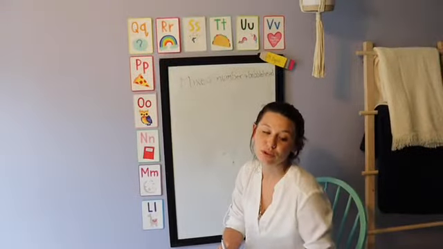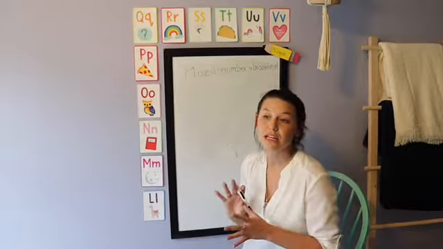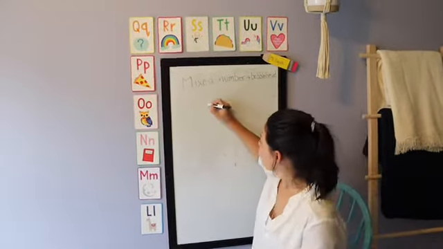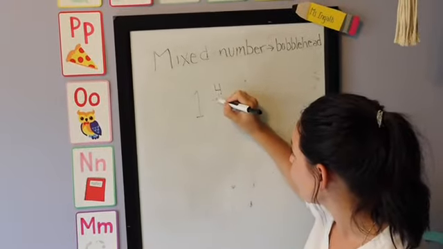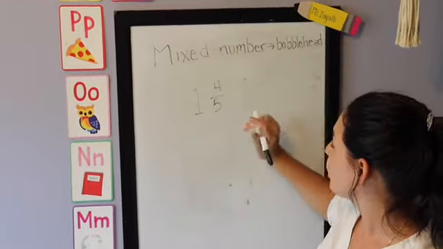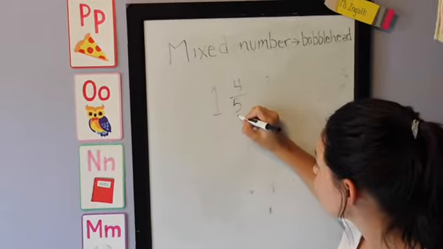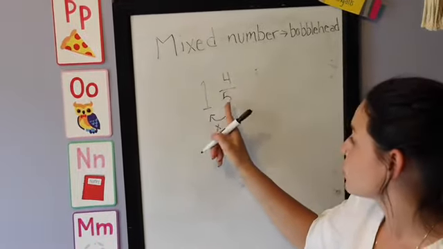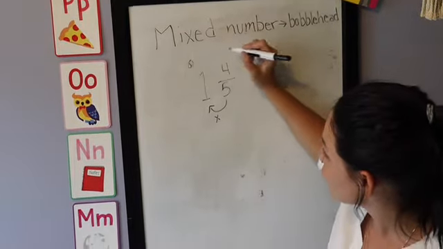So now that we've reviewed our 3 strategies for turning a bobblehead into a mixed number, now we're going to turn our mixed number into a bobblehead. So a mixed number is when we have a whole and a fraction. So we'll do 1 4/5. So to turn a mixed number into a bobblehead, we're just going to use around the world. And for around the world, you multiply the denominator by the whole number, which is 5. So 5 times 1 is 5. If you need to put something right here to remind yourself, you can.